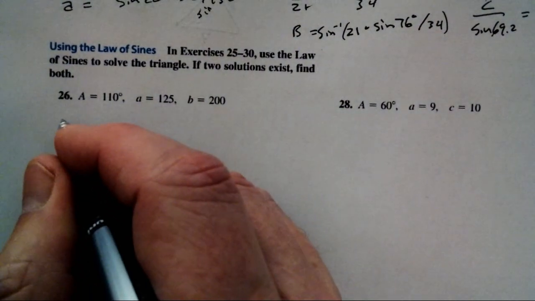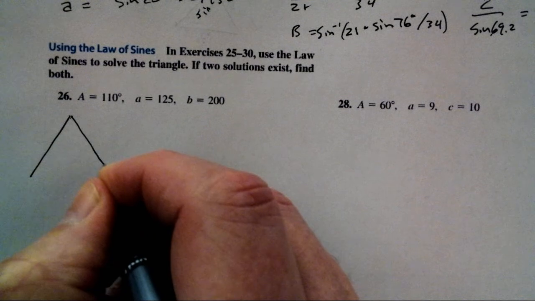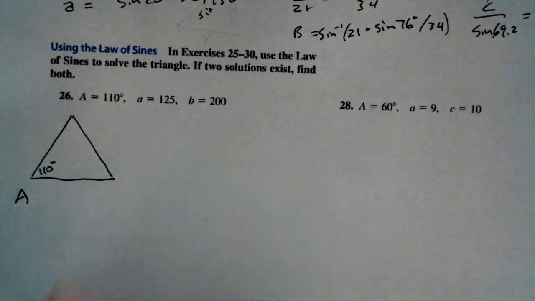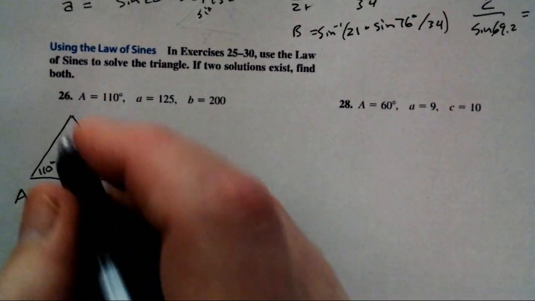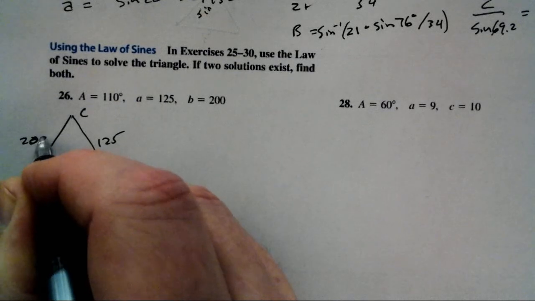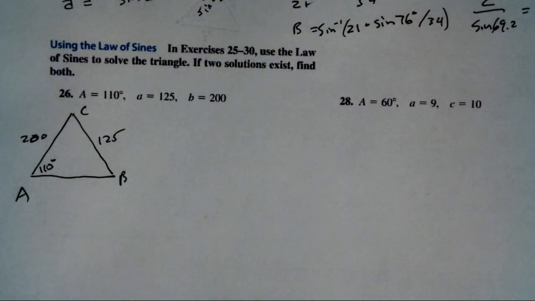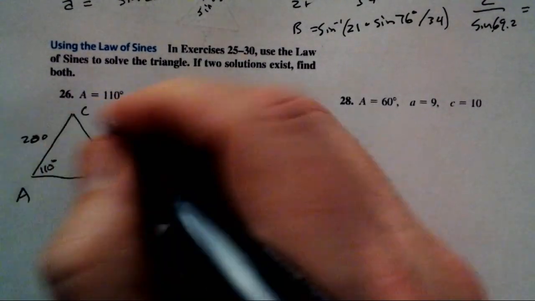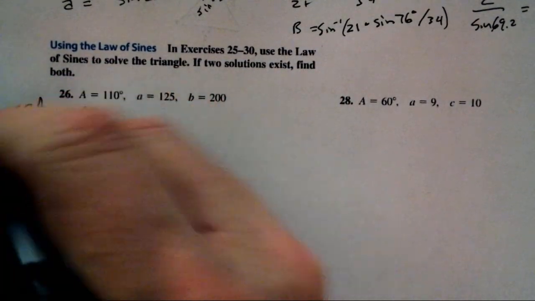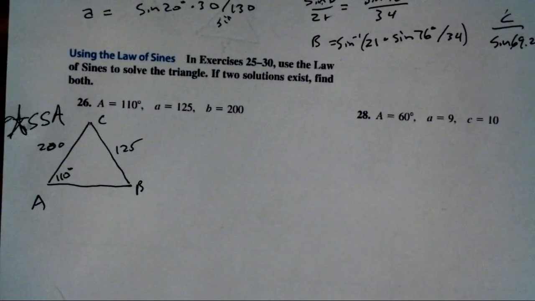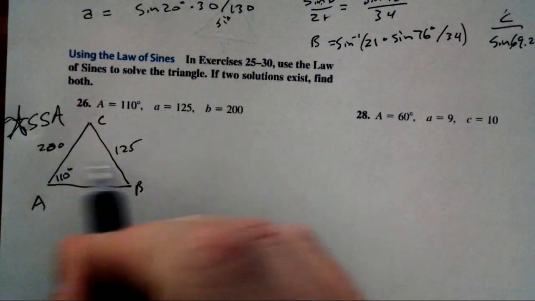So here we have, obviously not to scale, angle A 110, side A 125, side B 200. And that might be pretty suspicious looking to you right now. If not, no big deal. This is a side-side angle. I star it just to remind myself, hey, I got to come back and check. Law of sines will lie to me. Might there be two solutions?